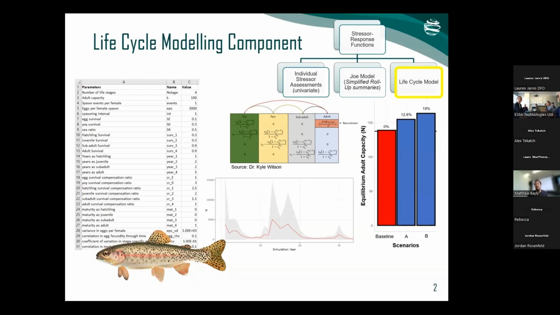The life cycle modeling component of the Joe model takes the original concepts with the stressor response curves, but then links it into a matrix population model. So the idea is to run simulations with stressor response curves linked to specific vital rates, and then look at the relative differences across scenarios too.